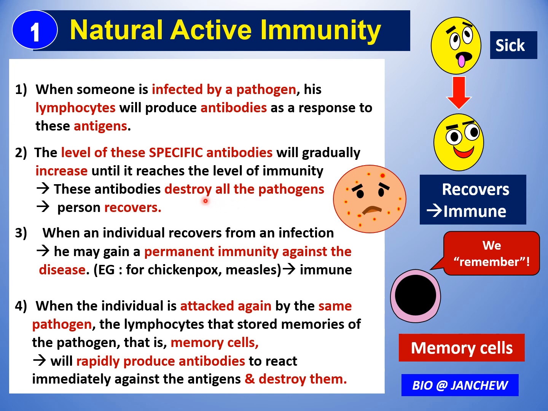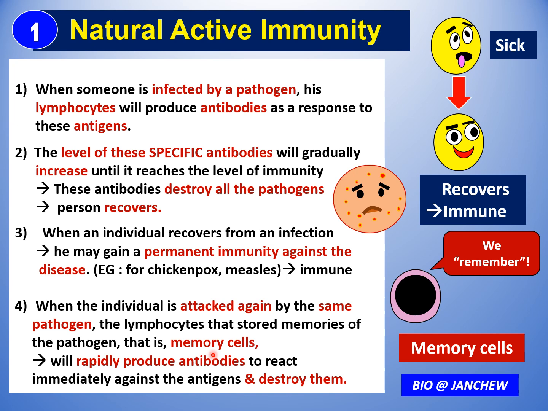So once his antibody level reaches the level of immunity, he has immunity already. So he recovers from the disease, and then he gains a permanent immunity against the disease. As we said, examples are chickenpox and measles. The person can be said to be immune to the disease already after he has suffered from chickenpox for the first time, because he has a high level of antibodies that can defend him against the same pathogens. Furthermore, he has memory cells.